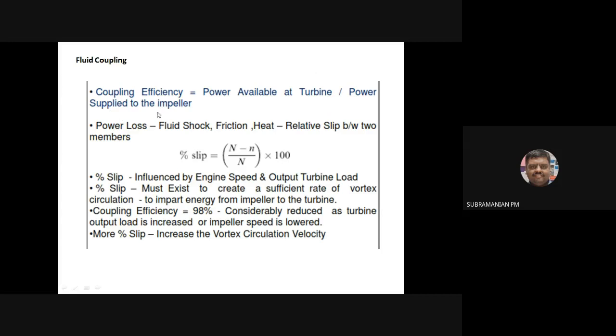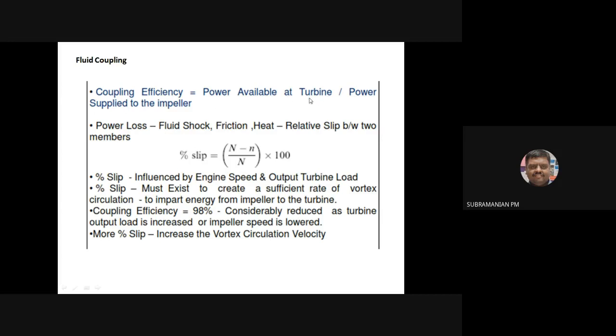So the power loss may be due to fluid shock and due to friction and heat. So these are the factors. In a mechanical connection, the transmission component will have a power loss due to friction and other factors. If we are using a medium fluid, we will be considering the fluid shock and fluid friction, and heat will be generated. So this factor will contribute to the power loss.